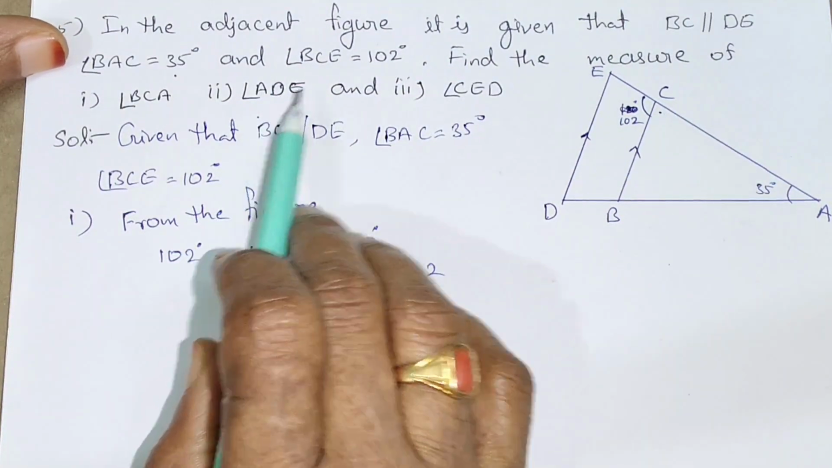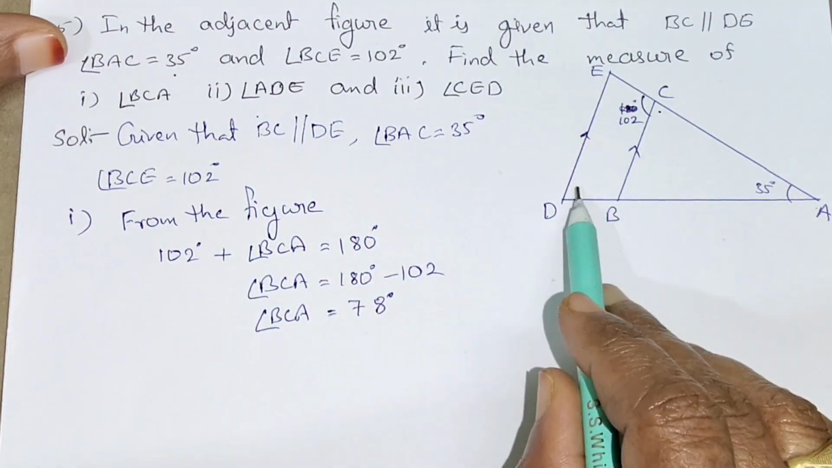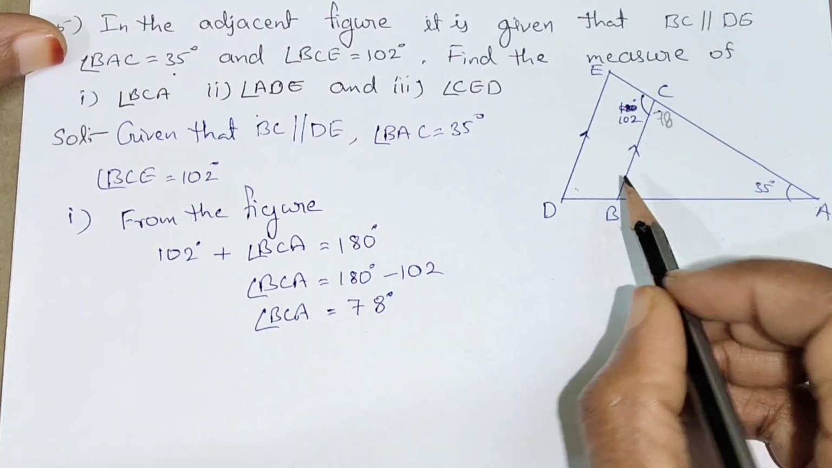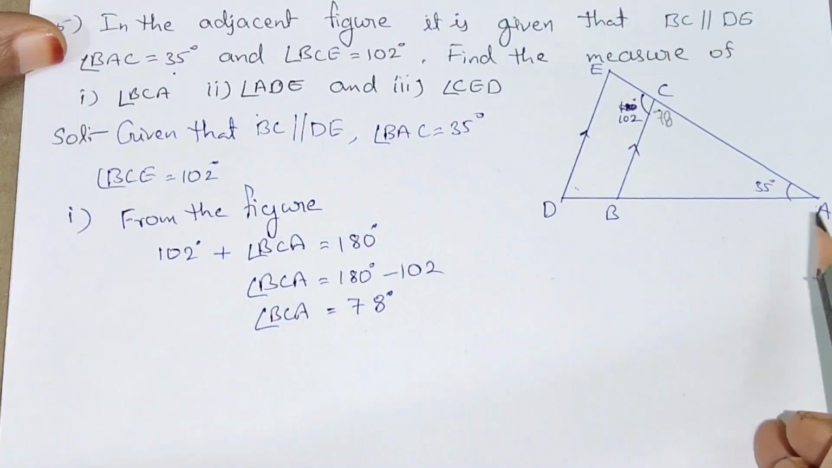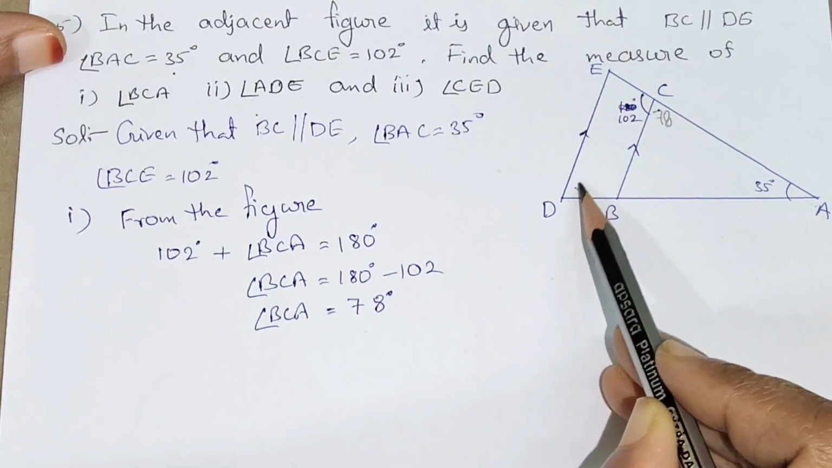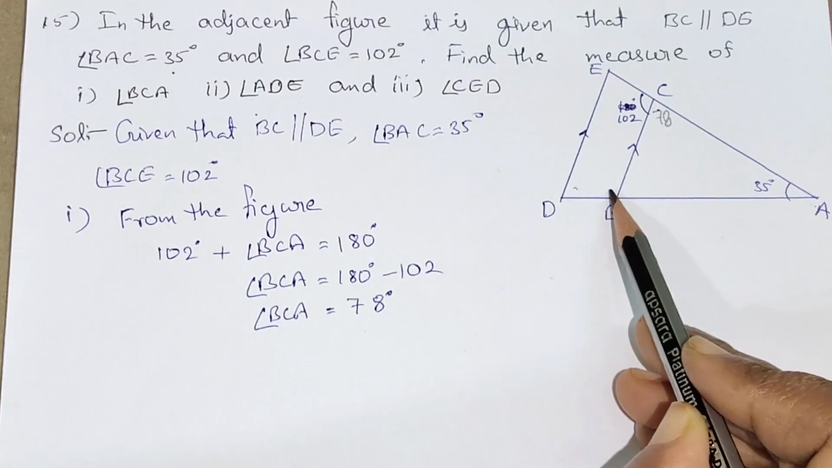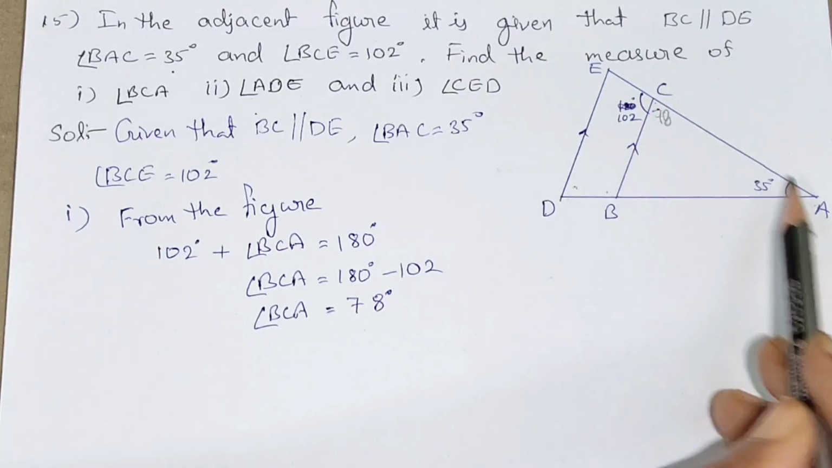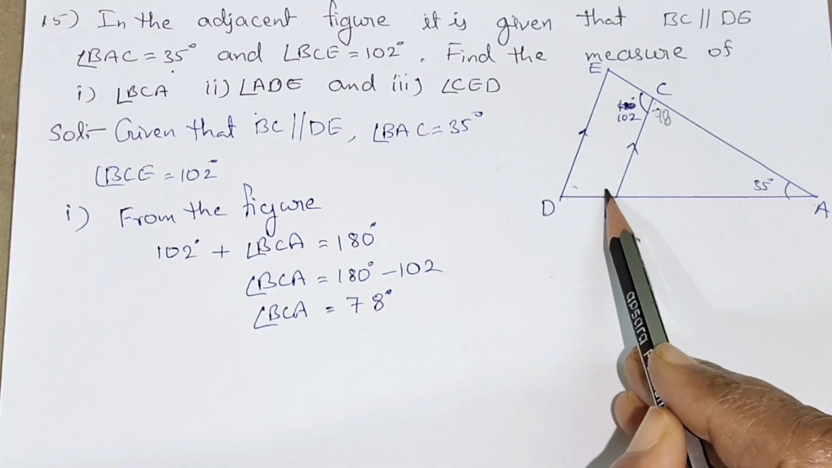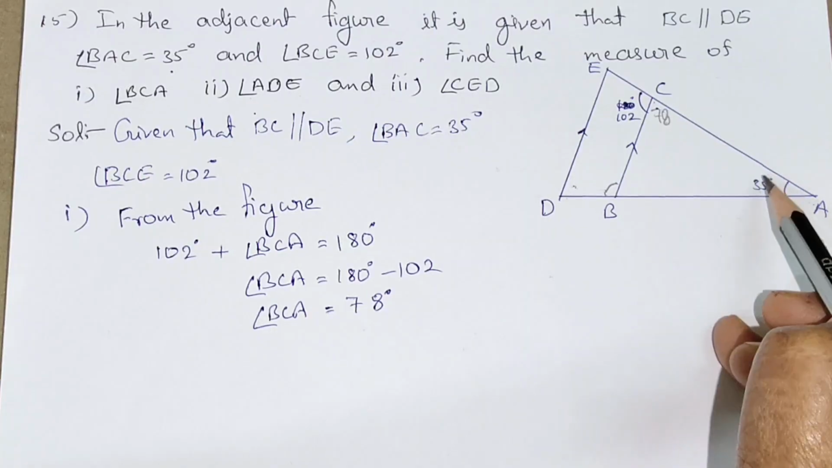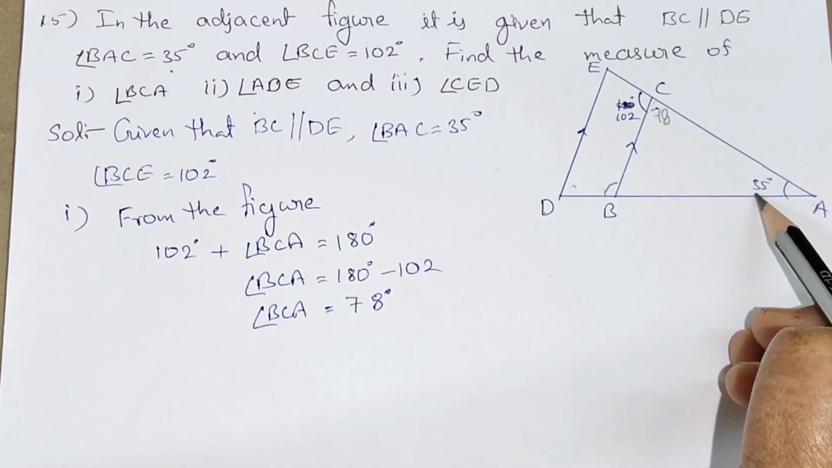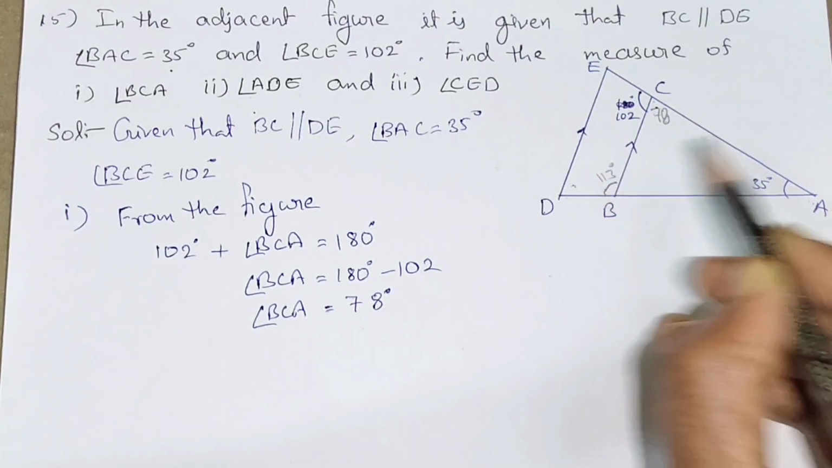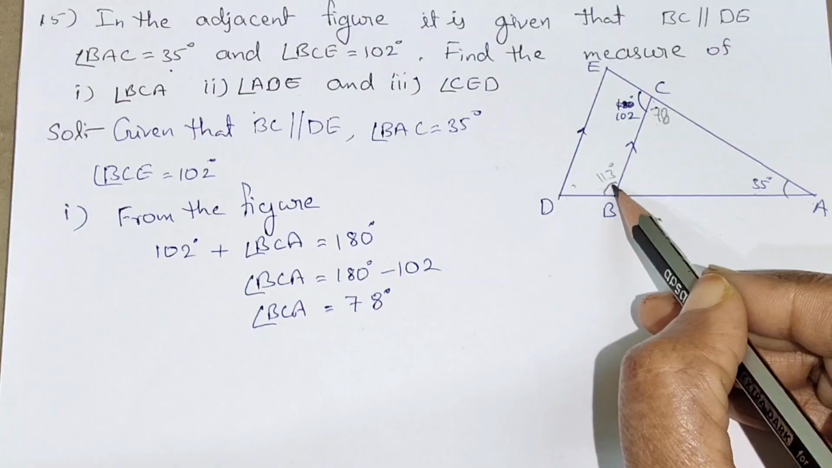Next, the second one, angle ADE. Here this angle is 78. We first find the sum of these two angles. These two are the interior angles in triangle BCA, and this is the exterior angle. So the exterior angle equals the sum of these two interior angles: 78 plus 35 equals 113 degrees. The sum of these two angles is 113.